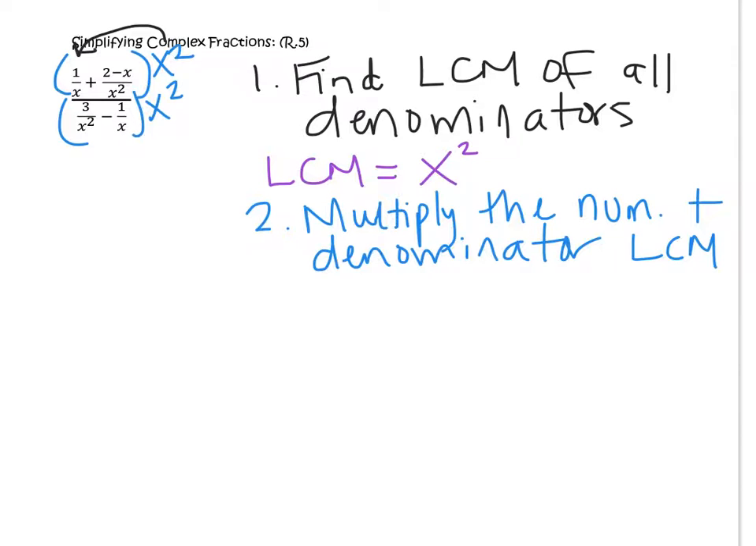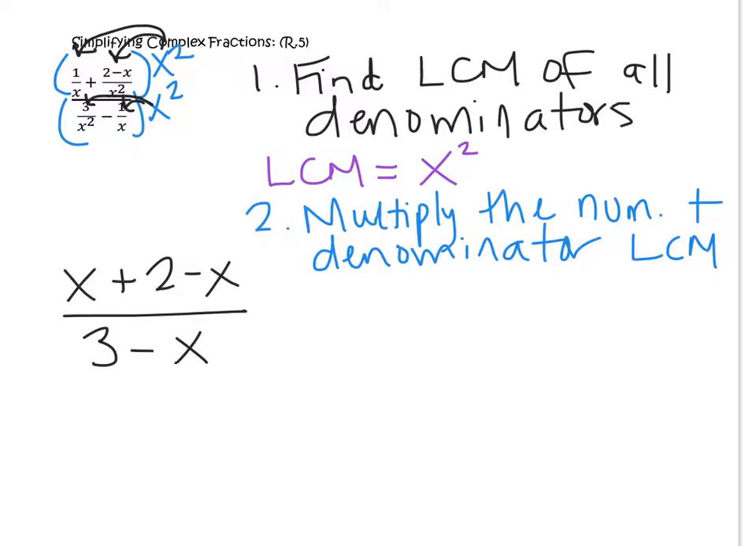So what it ends up doing, if I simplify each one of these: when I do 1 over x times x squared, one of the x's drops out and I just get x. When I do this one times x squared, the x squared and the x squared cross cancel, and I just get 2 minus x. On the bottom, when I do this to this, the x squareds drop out, I just get a 3. And then when I do this to that, minus, one of the x's drops out, so I have 1 times x, so I just get x.